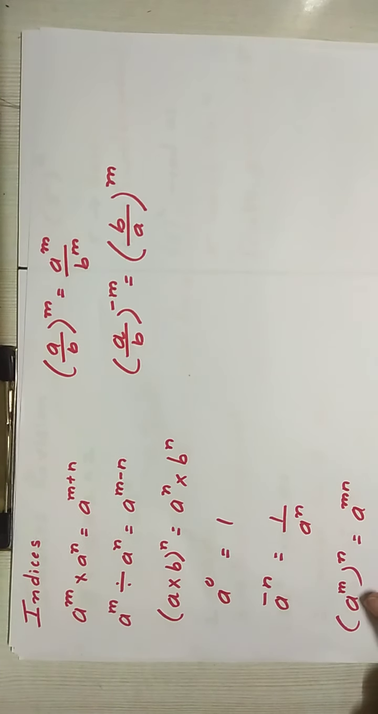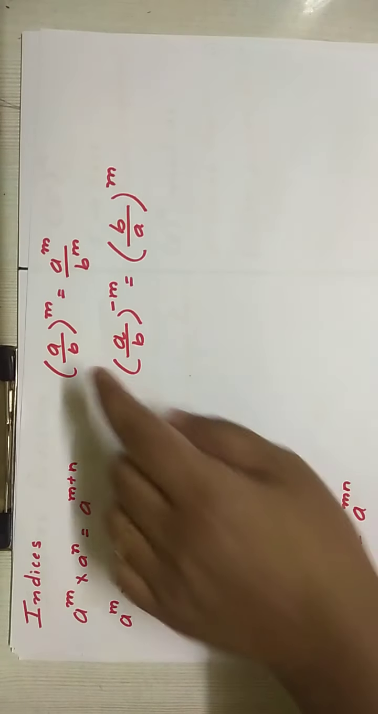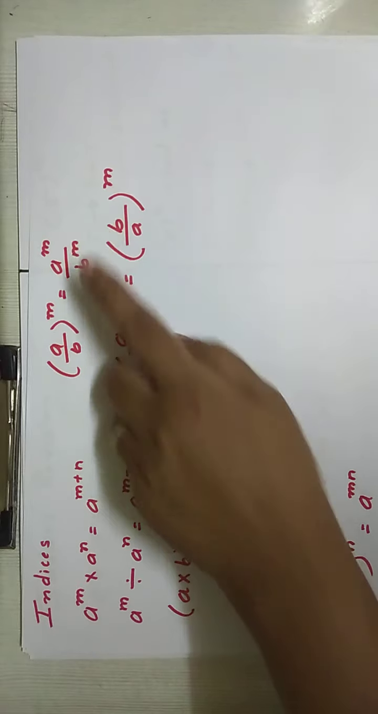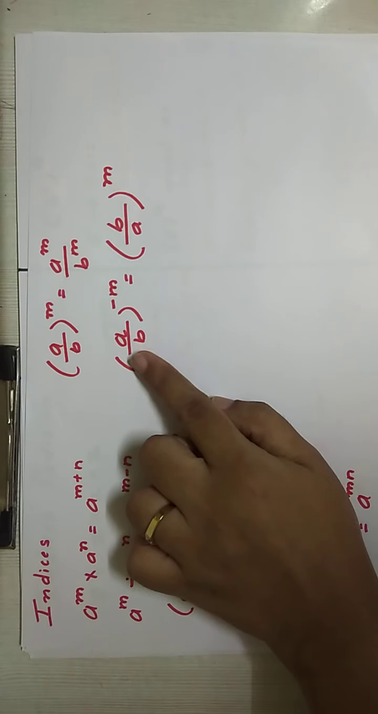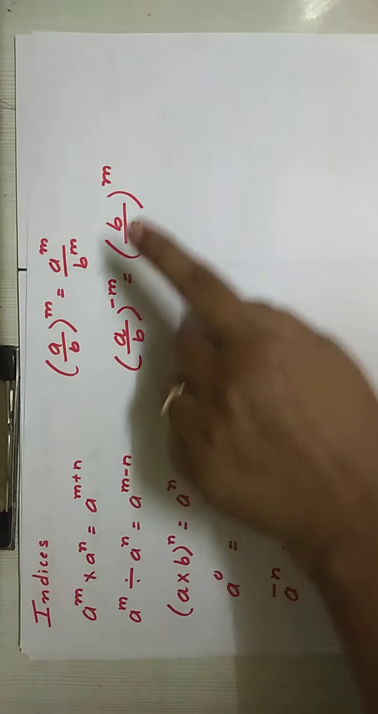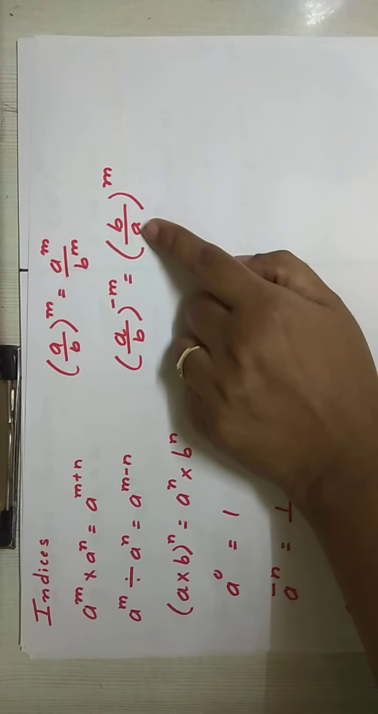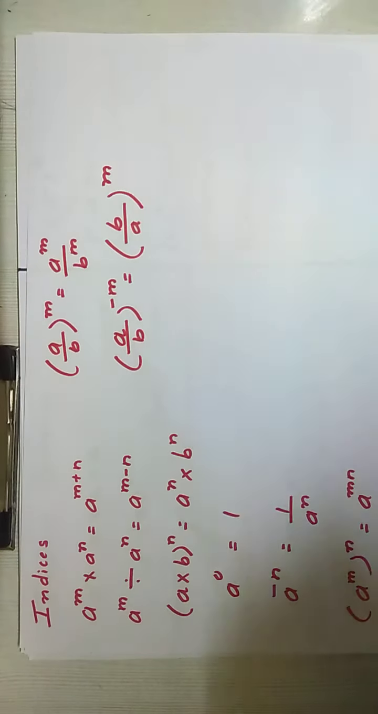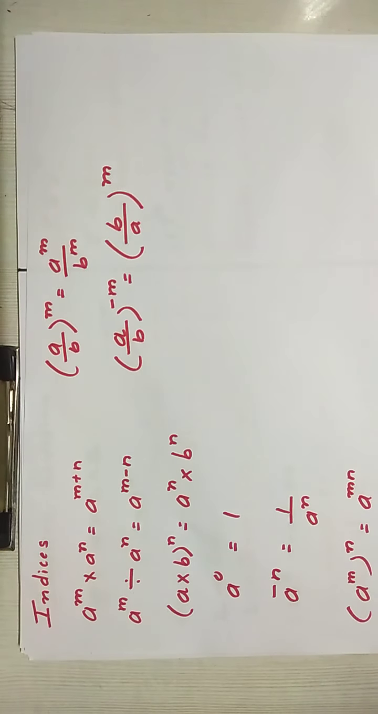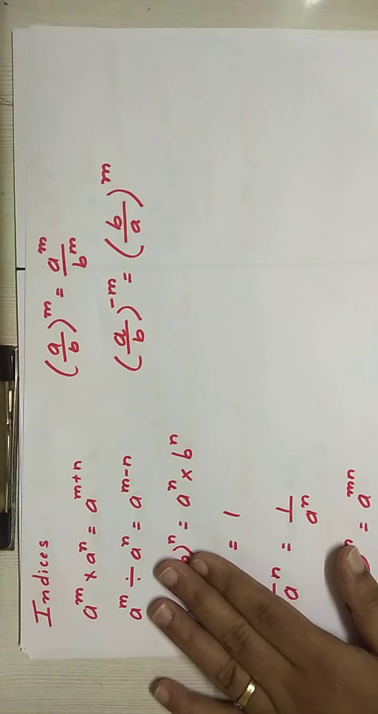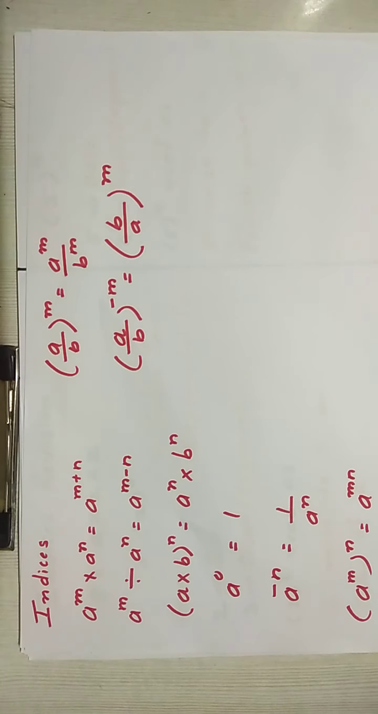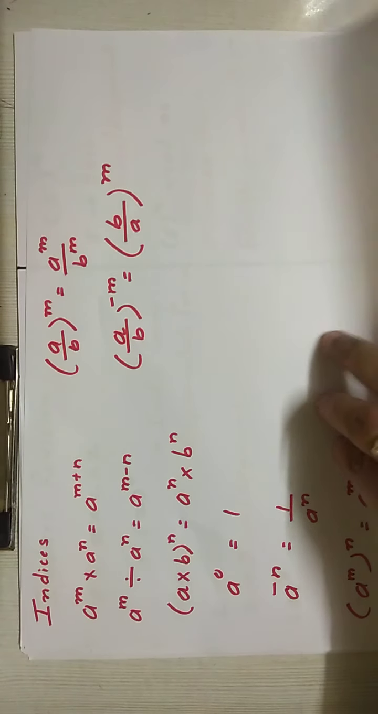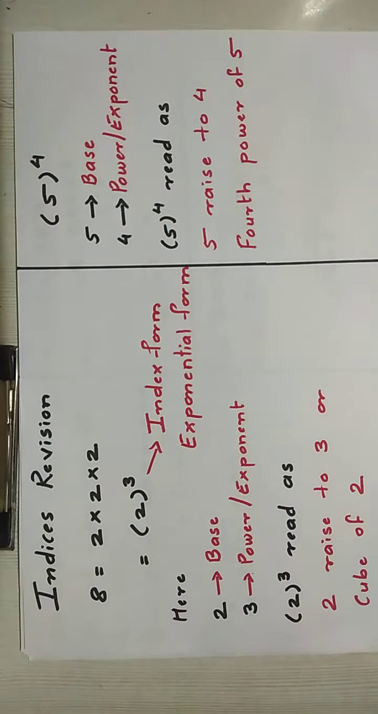In exercise 3.2, a upon b raised to m is a raised to m upon b raised to m. And the last property is a upon b raised to minus m will be reciprocal of a upon b, that is b upon a. Reciprocal means you have to reverse it, b upon a, and then the sign changes, b upon a raised to m. Now these all indices rules are already learned in 7th standard. We are revising them. And I gave you some homework also to solve based on these indices rules.